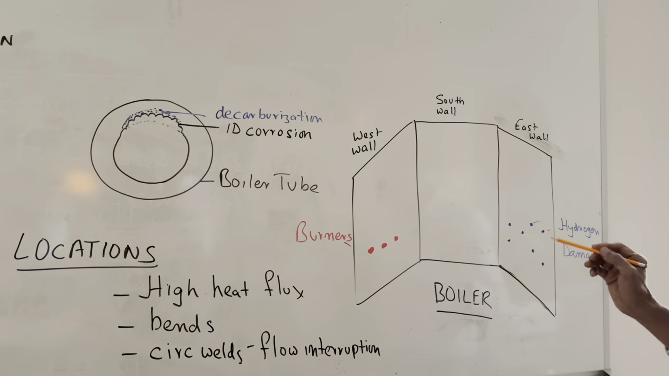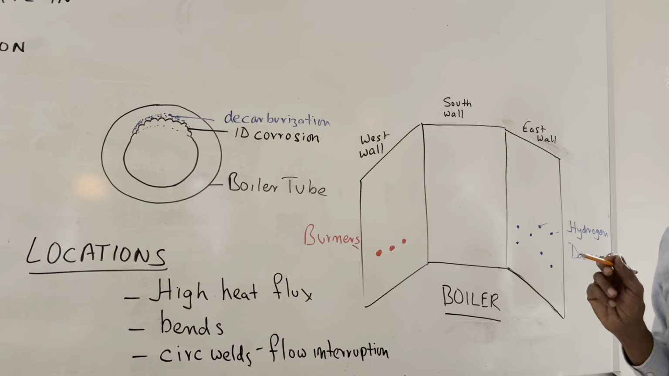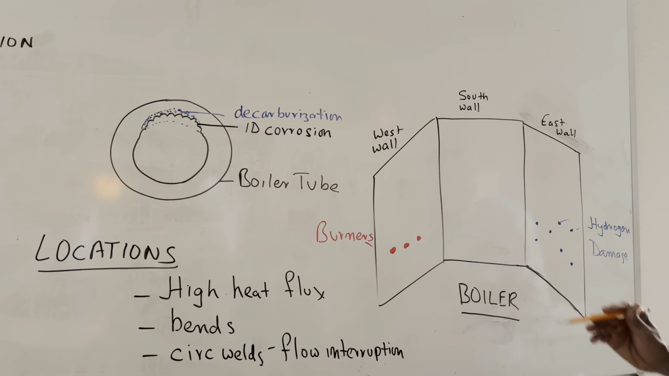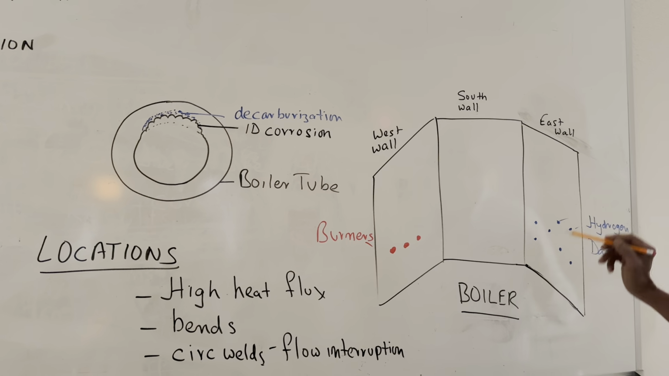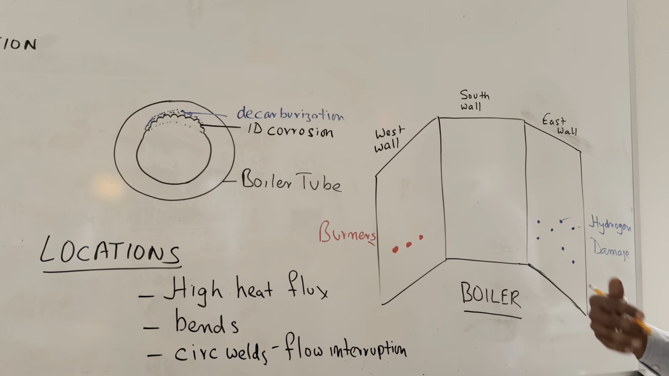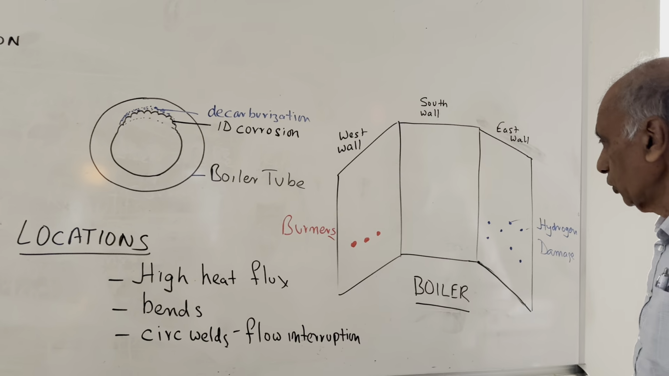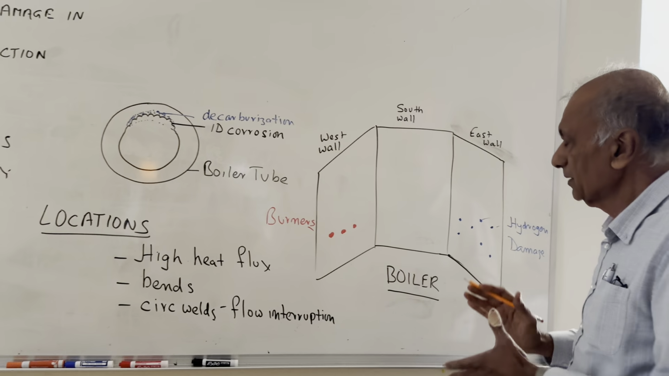If it gets extensive, then you will start seeing the tubes start to fail. They are not going to fail at the same time. One will pop up, it will fail, and then you repair it, and then the next one will fail, like that. So this is where it happens.